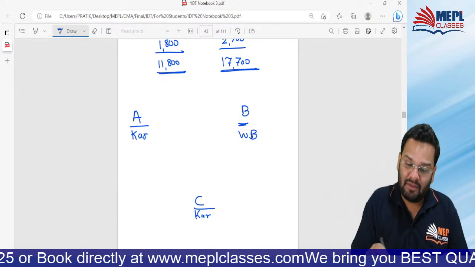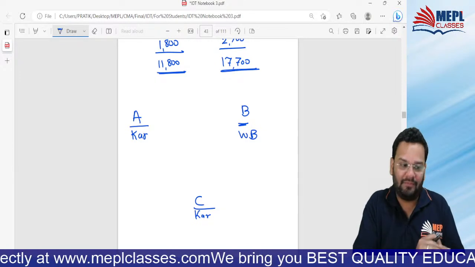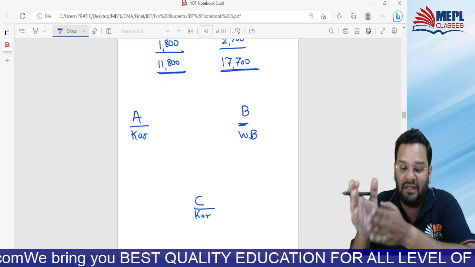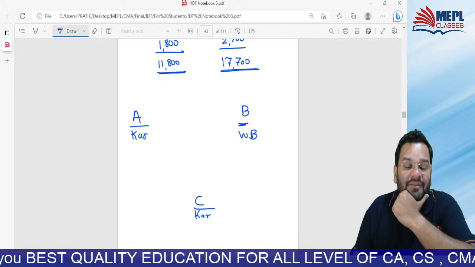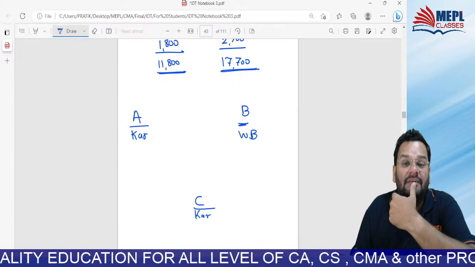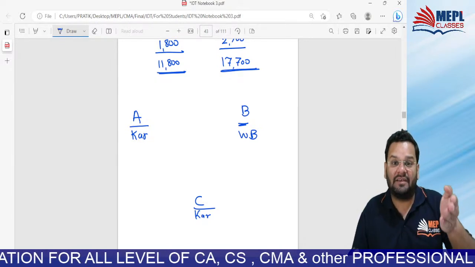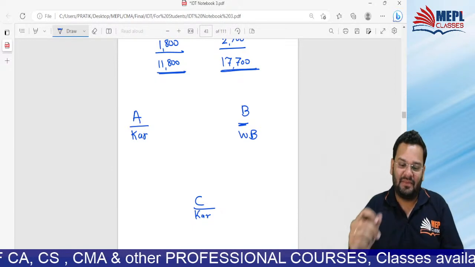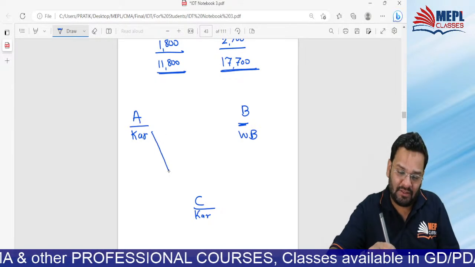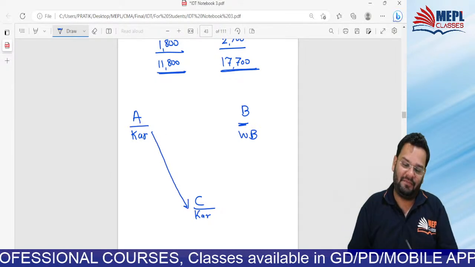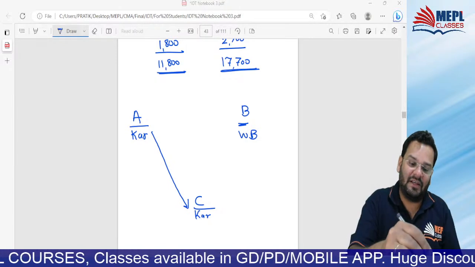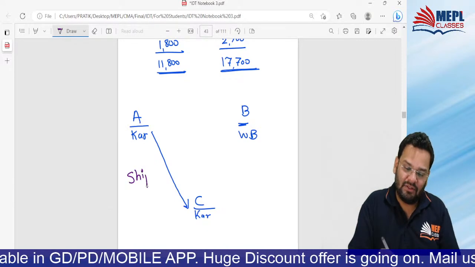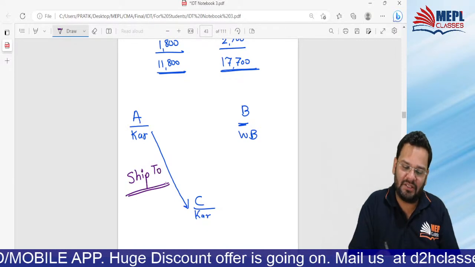B will give instruction to A: directly send the goods to C. Getting it? So A will transport the goods to C. Yes, A will transport the goods to C. So this will be called as, so do you agree that shipping is done to C?